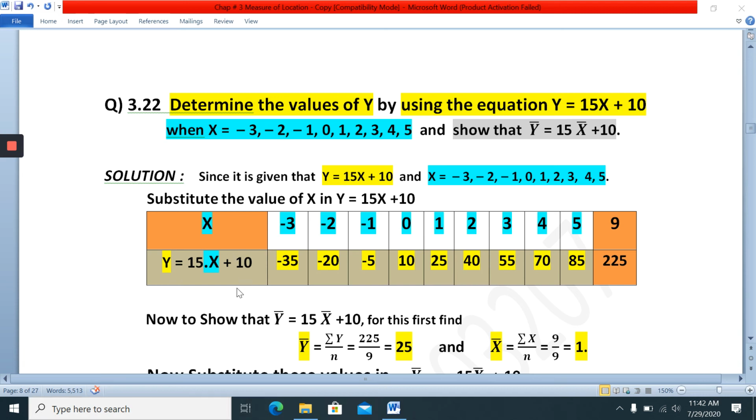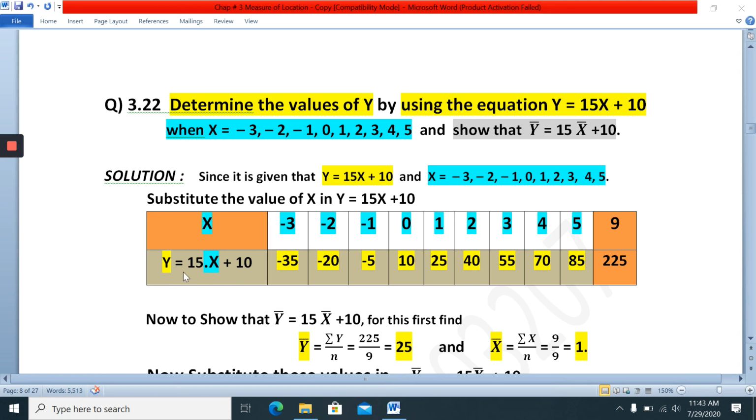So this is the change of origin and scale. How to get y? Just replace the value of x, which is negative 3. So negative 3 times 15 plus 10 is equal to negative 35. Now negative 2 times 15 is negative 30. Negative 30 plus 10 is negative 20. Negative 1 times 15 is negative 15. Negative 15 plus 10 is negative 5. Now 0 times 15 is 0. 0 plus 10 is 10.